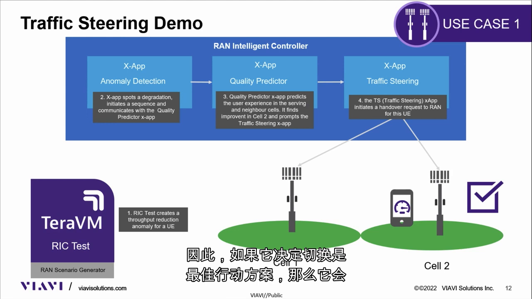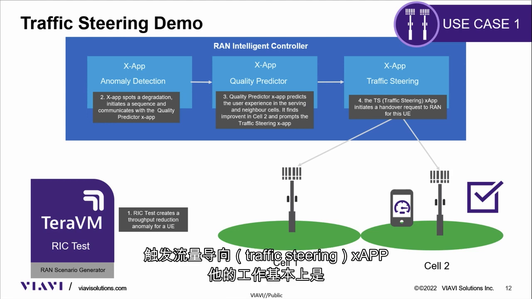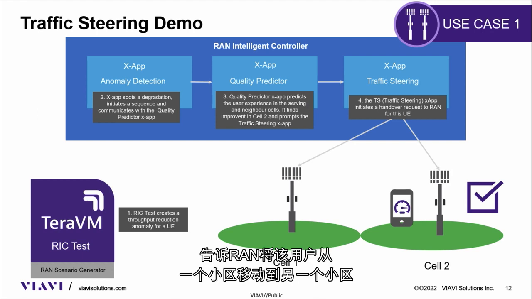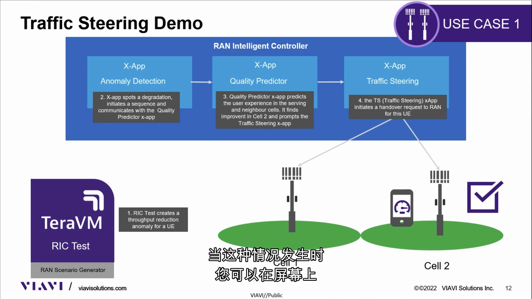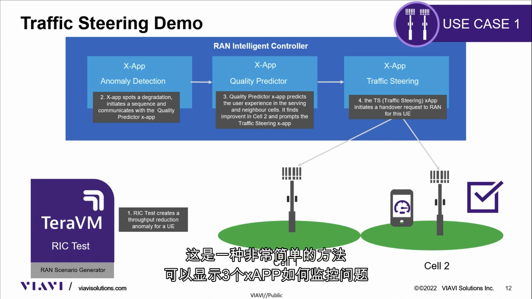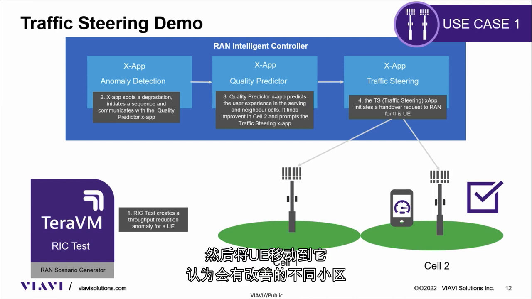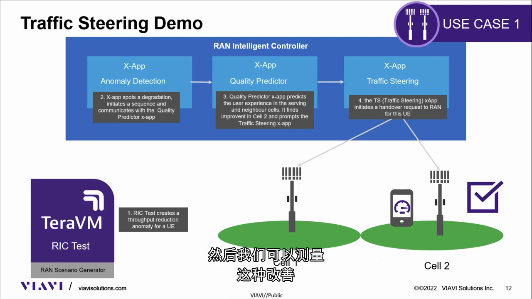So if it decides a handover is the best course of action, then it triggers the third xApp, which is traffic steering. And its job is basically to tell the RAN to move that user from one cell to another. And when that happens, you can see on the screen that the traffic throughput improves because of those three xApps working together. So it's a very simple way of showing how three xApps can monitor a problem, then can move the UE to a different cell where it thinks it will have an improvement, and then we can measure that improvement to see that the effect has actually had an improvement.